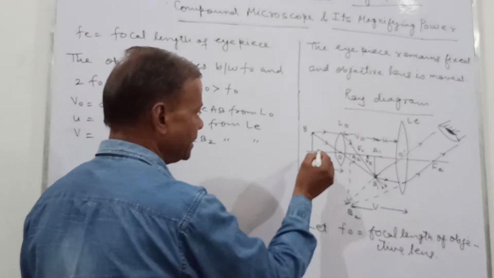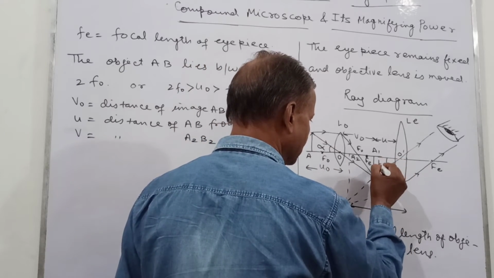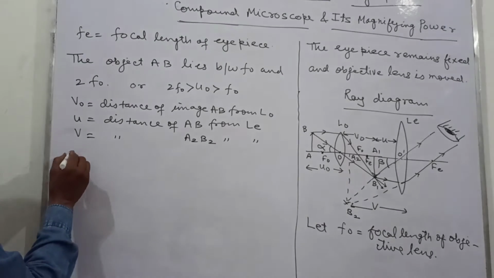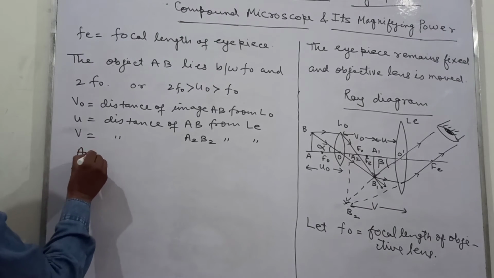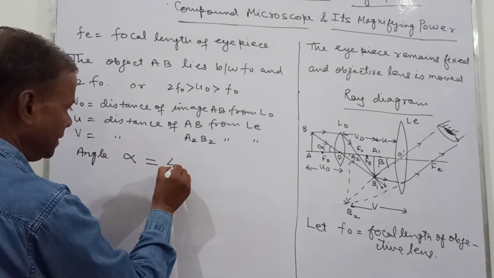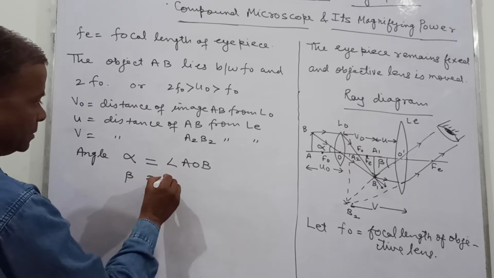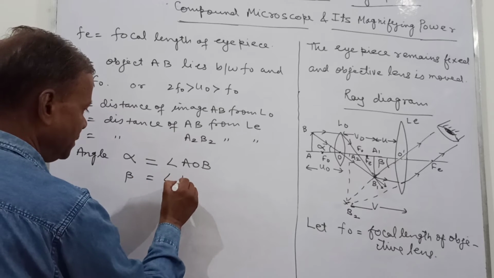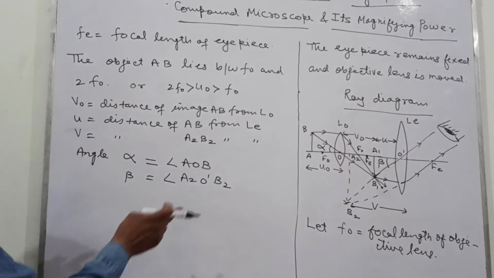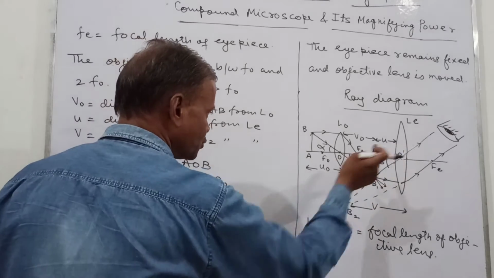Now this is the angle alpha and this is the angle beta. So angle alpha is equal to angle AOB, and angle beta is now angle A2 O dash B2. So now this is clear from these triangles.